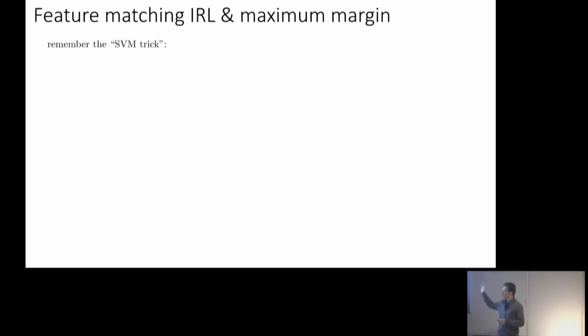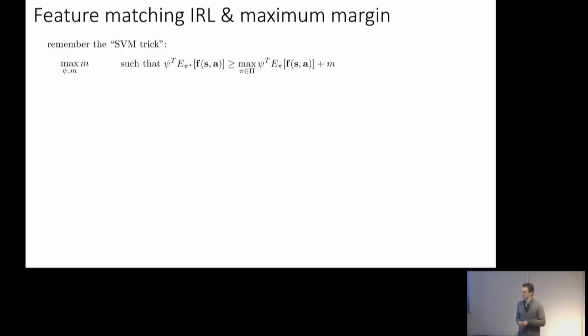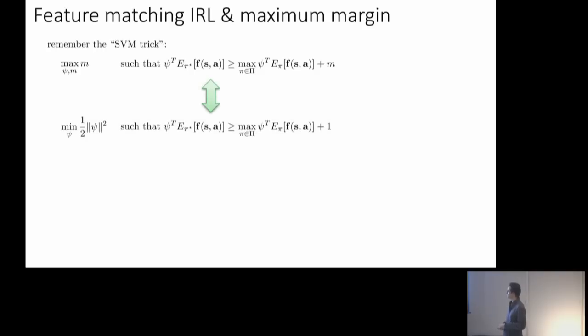So the way that we're going to make this tractable is by borrowing an idea from support vector machines, which also perform the same kind of margin maximization. And in support vector machines, we know that we can reformulate this maximum margin problem as an equivalent optimization where we're trying to minimize the magnitude of the weights while forcing those weights to have a margin of 1, right?